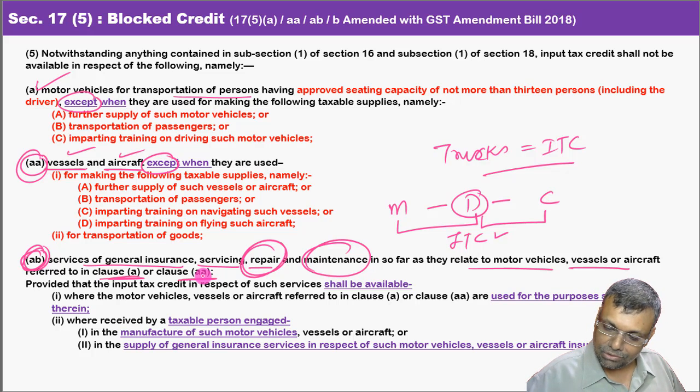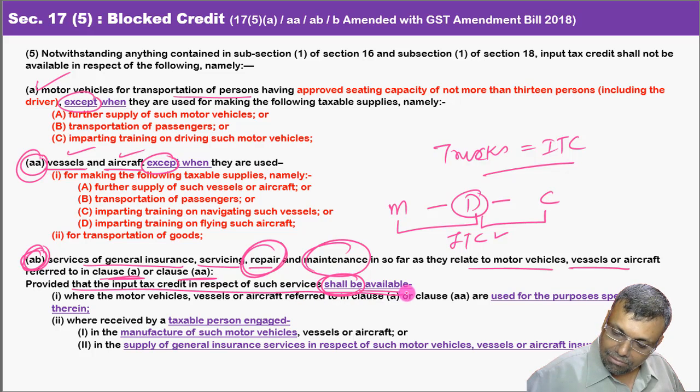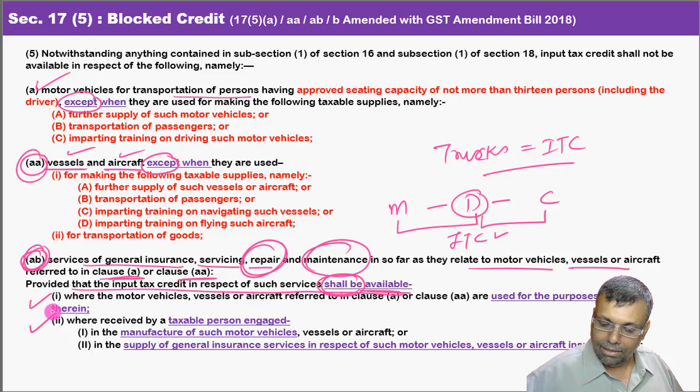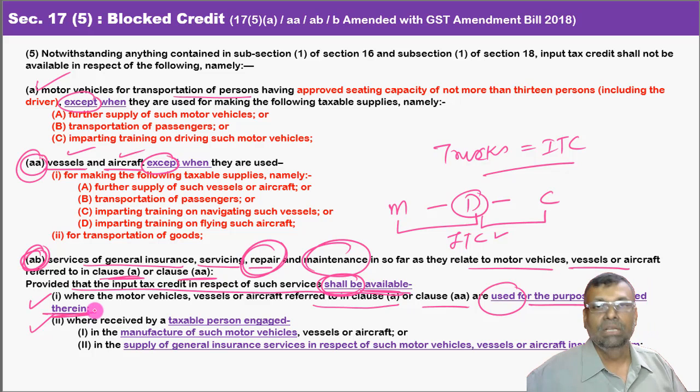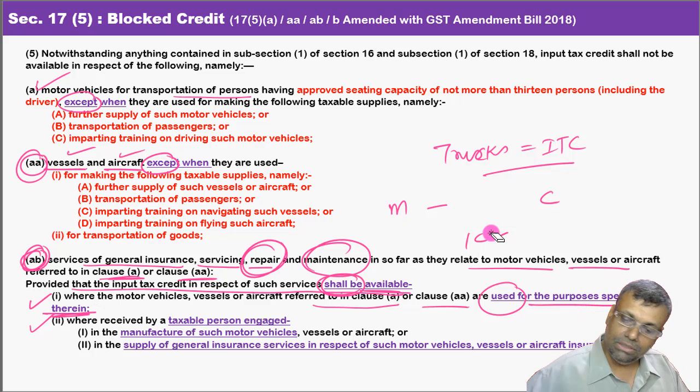The exception is pretty simple and it's going to be of a similar type, provided that the input tax credit in respect of services shall be available where these conditions are satisfied. So basically it is trying to say that normally repair, servicing, maintenance, general insurance, normally they are not eligible for the purpose of input tax credit. However, there is an exception, and the exception is that where these repair, maintenance, general insurance, servicing, etc. Okay, it is in relation to the clause A or clause AA, which are used for such purposes. So logically you should understand like that.